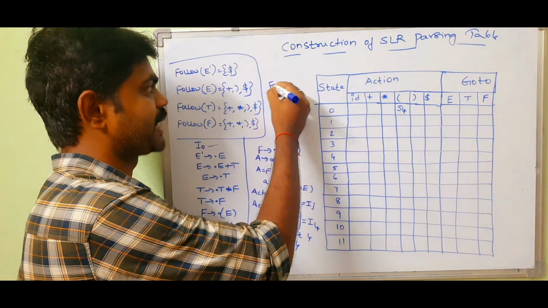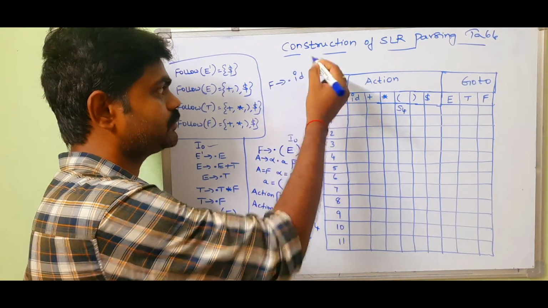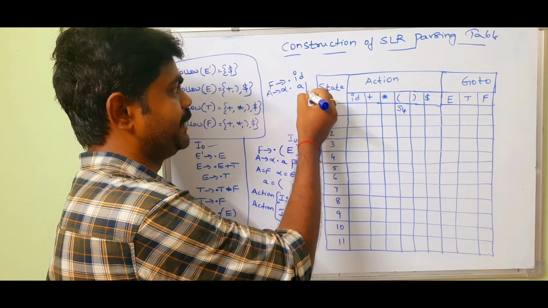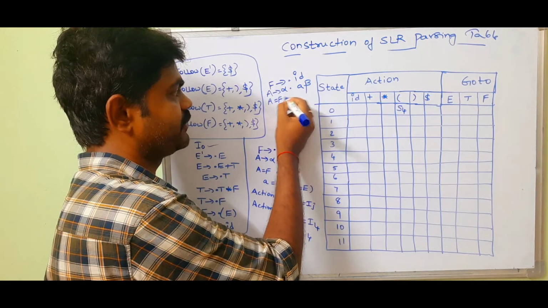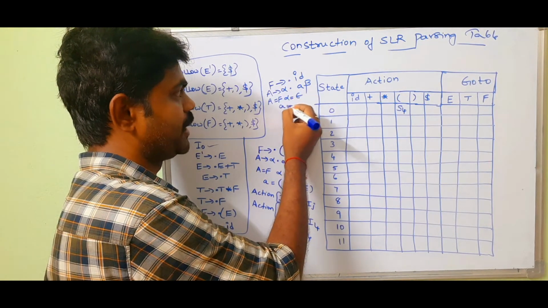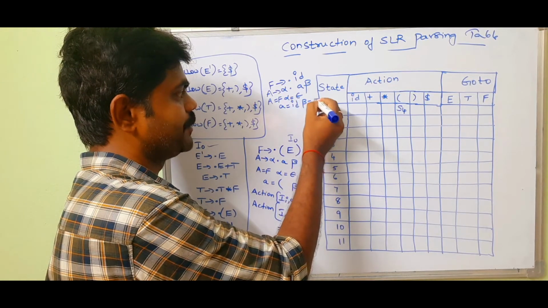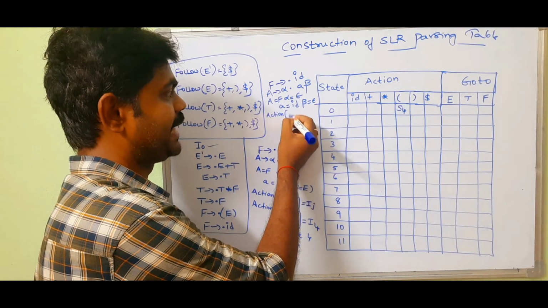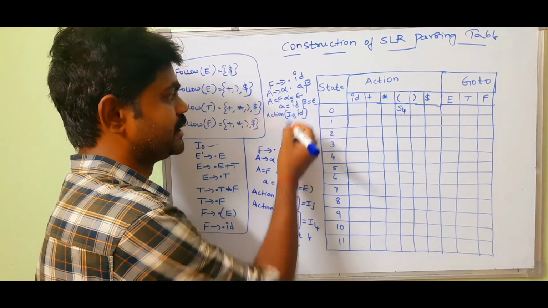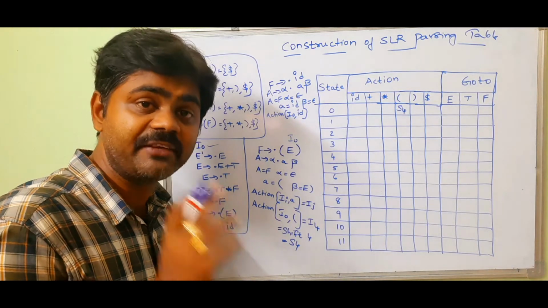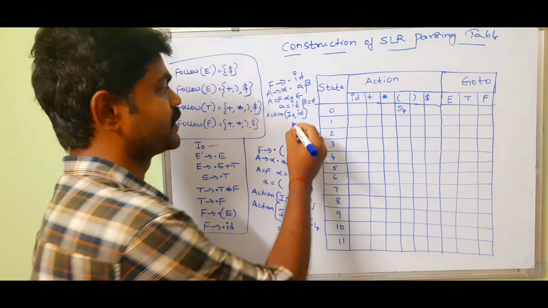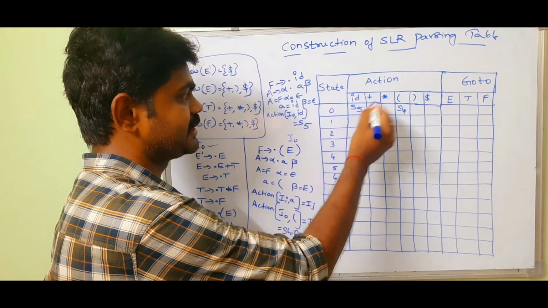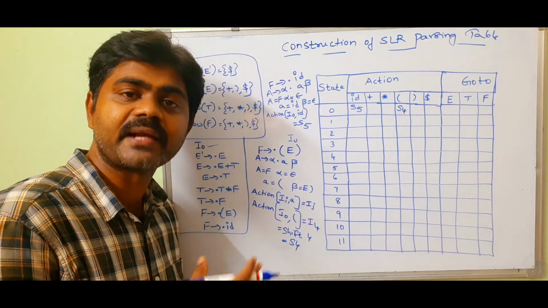Next, F tends to dot ID. Again A tends to alpha dot A beta, where A equal to F, alpha equal to epsilon, small a equal to ID, beta equal to epsilon. So action of I naught comma ID: we are going to I5, so we write S5. In the place of I naught comma ID we will write S5. So here we calculated for I naught.